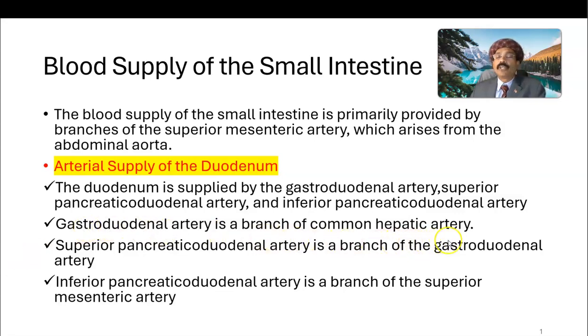Gastroduodenal artery is a branch of the common hepatic artery. Superior pancreaticoduodenal artery is a branch of the gastroduodenal artery. Inferior pancreaticoduodenal artery is a branch of the superior mesenteric artery.